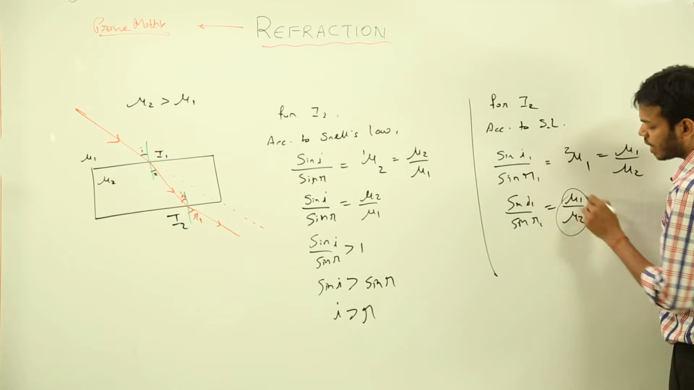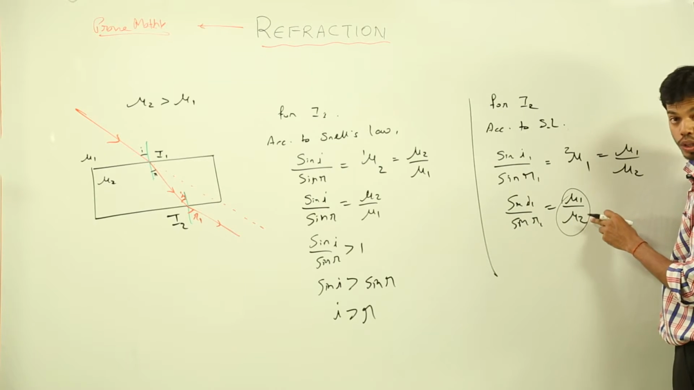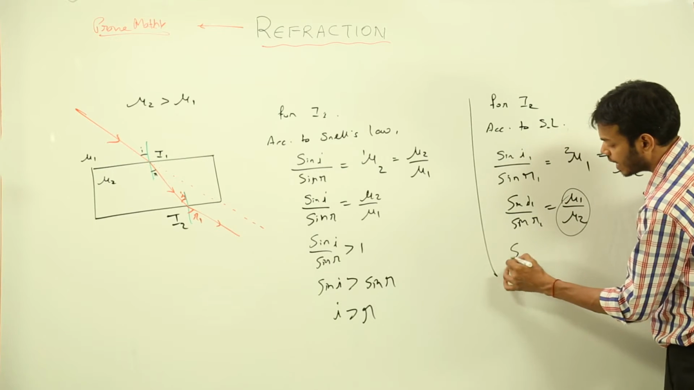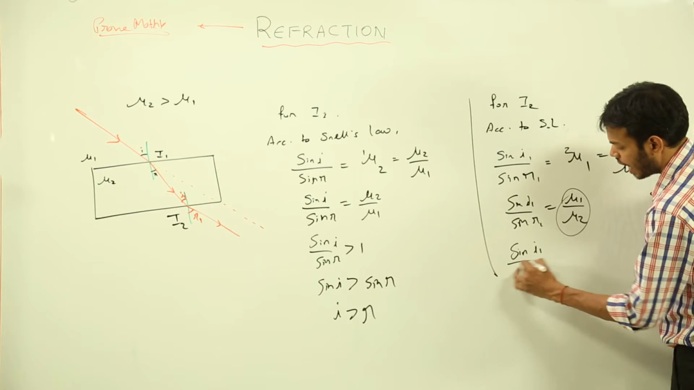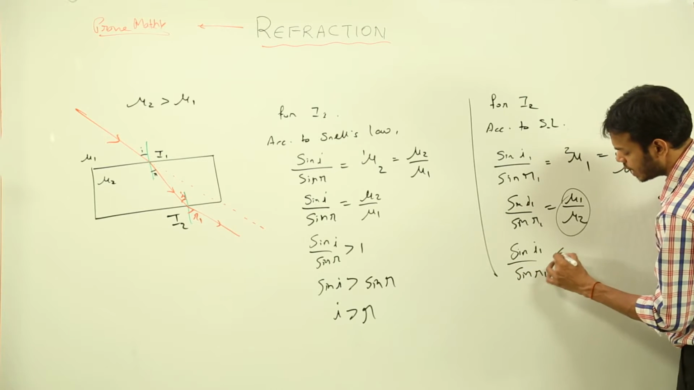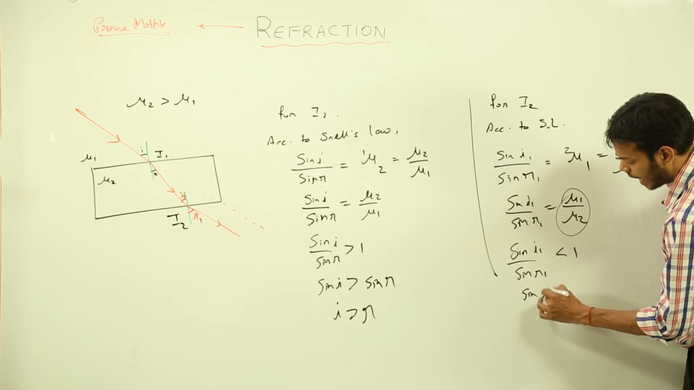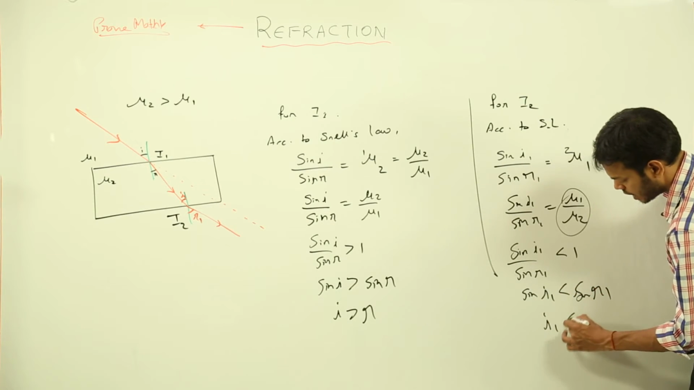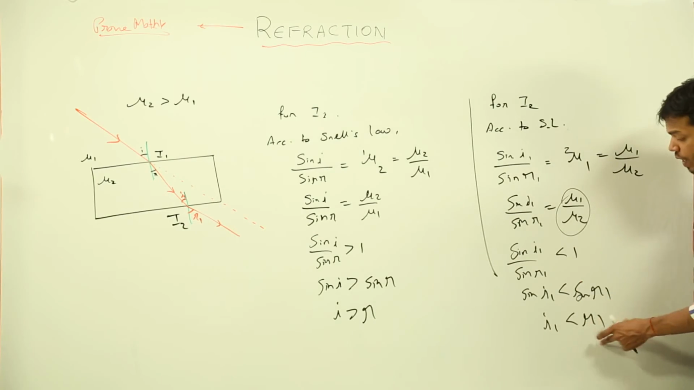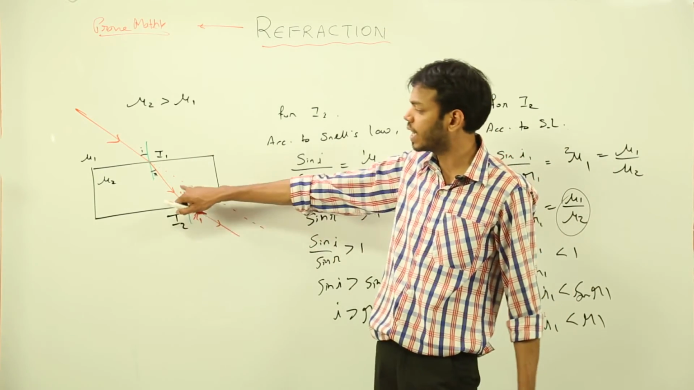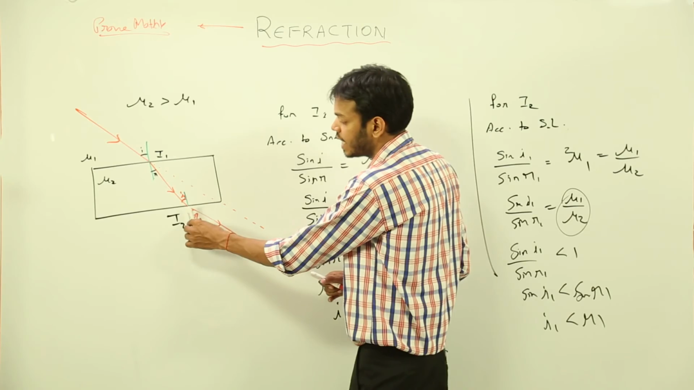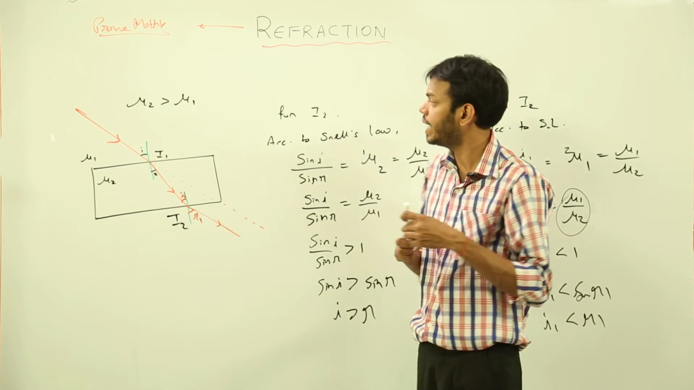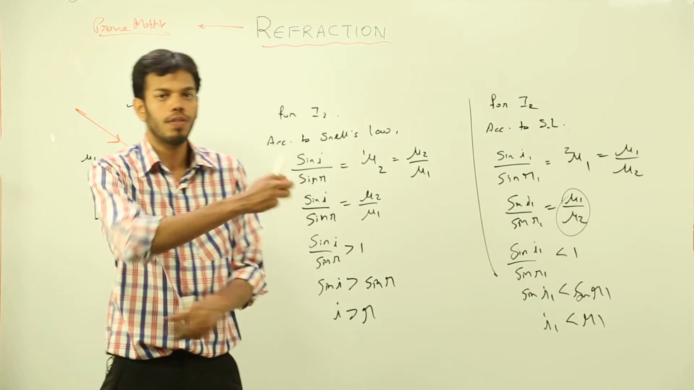That means this term is what? mu1 is less than mu2, that means this whole division will be less than 1, not negative, less than 1. Sine I1 over sine R1 is less than 1. Sine I1 is less than sine R1, that means I1 is less than R1, or in other words R1 is greater than I1. R1 is greater than I1, that obviously means that light has bent away from the normal, or the angle is more, alright. This is the mathematical proof of refraction.